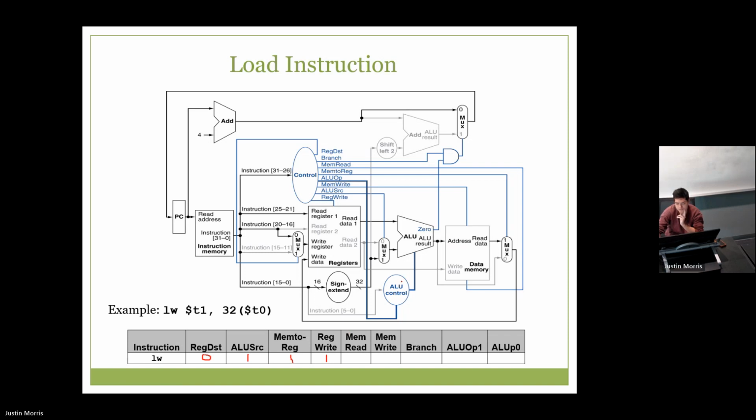Mem read. If it's not 1, I'm not getting any data out of the memory. Mem write. Right, it needs to be 0, because again, if it's 1, I'm going to write some random data from RT to that memory address. Branch. And then ALU op 0, 0.